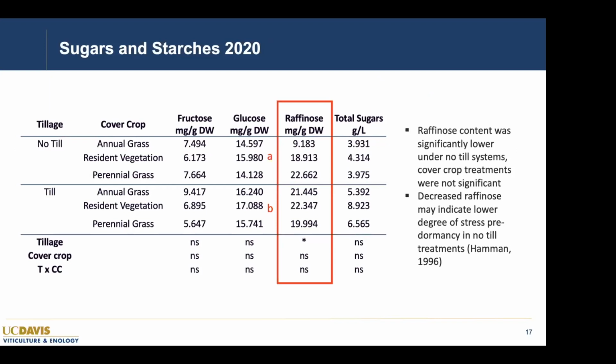We didn't see any differences in fructose or glucose when measured in dormant wood. So we looked at starches and sugars at pruning, and this was for 2020. We haven't yet collected 2021. However, tillage did have an effect on raffinose content, which was higher under the till setting compared to the no-till. And this decrease in raffinose content under no-till may indicate a lower degree of stress going into dormancy. And we're hoping to see that reflected in 2021 pruning weights as well.